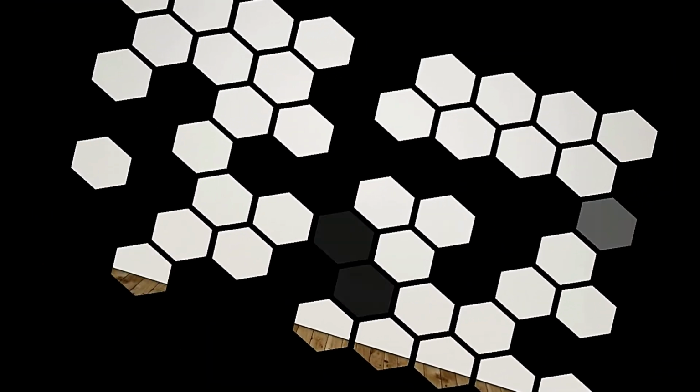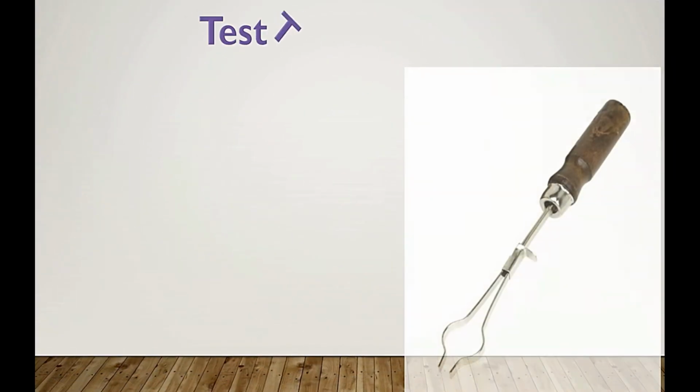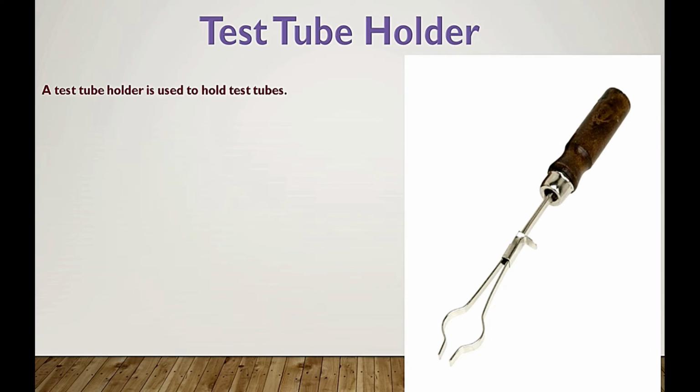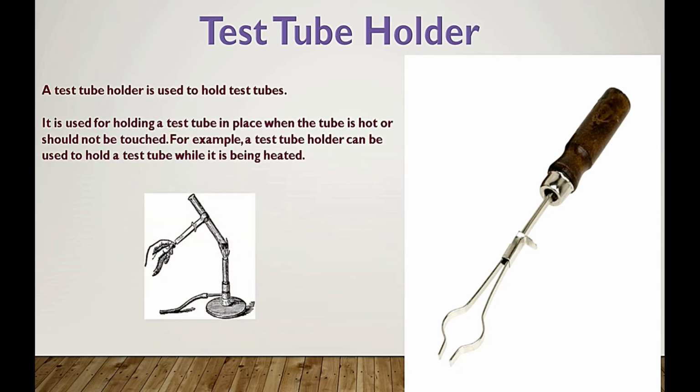Next apparatus is test tube holder. A test tube holder is used to hold a test tube. It is used for holding a test tube in place when the test tube is hot or should not be touched with hands. For example, a test tube holder can be used to hold a test tube while it is being heated, like this.